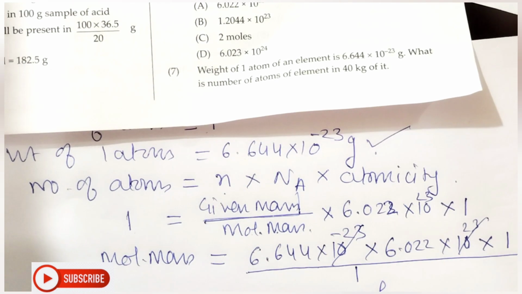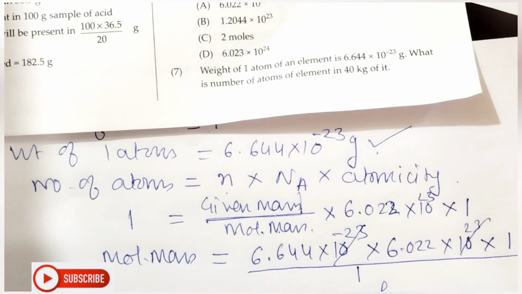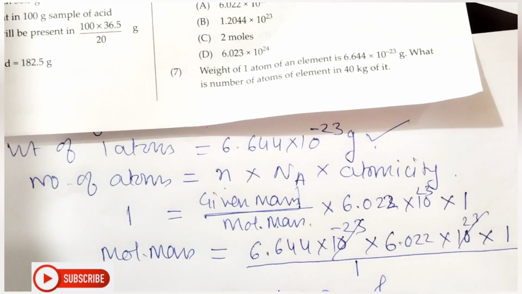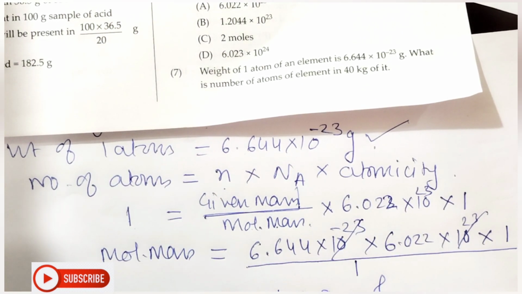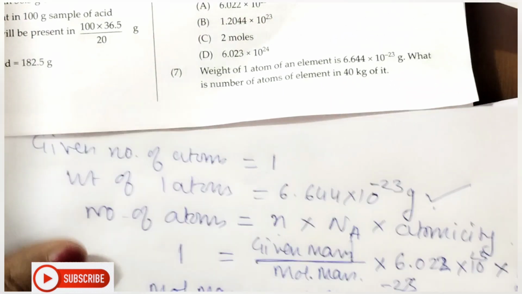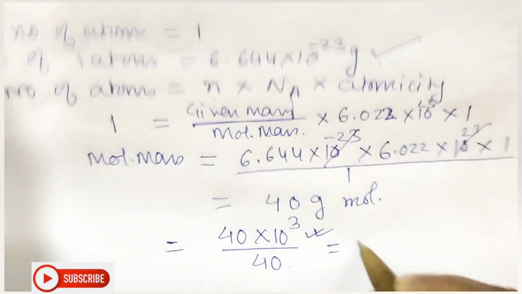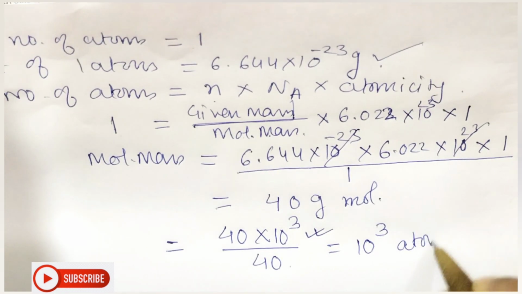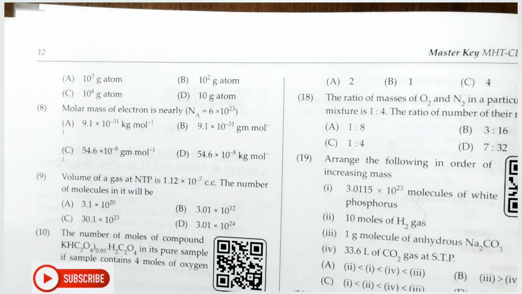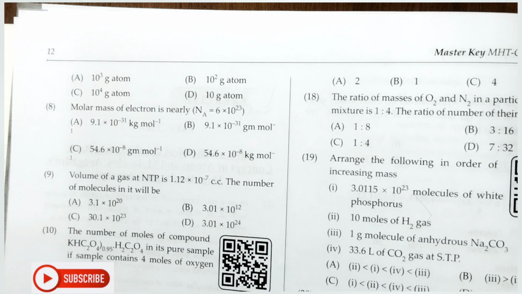Right students? Now how much are they asking for? They are asking for the mass of the element in 40 kg, so let us convert this 40 kg to gram. Therefore the number of atoms will be equal to the asked mass, 40 kg multiplied by 1000, which becomes gram, divided by 40 gram per mole, what I have calculated here. So this is given mass upon molar mass. If you calculate this, you get 10 raised to 3 atoms. So here the answer is 10 raised to 3 gram atom, that is the first option.